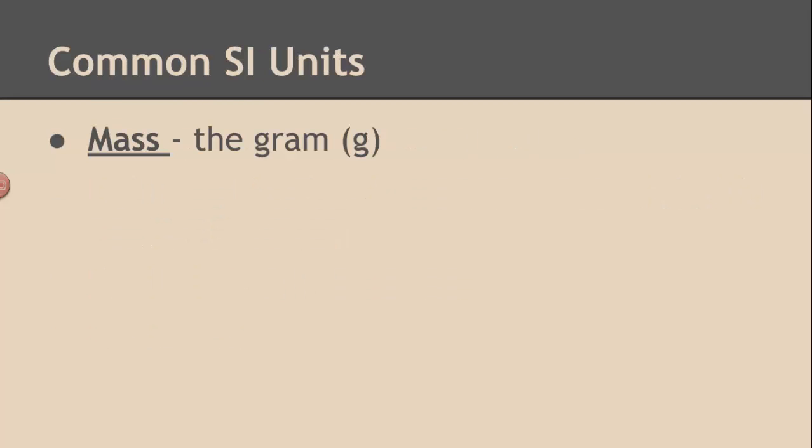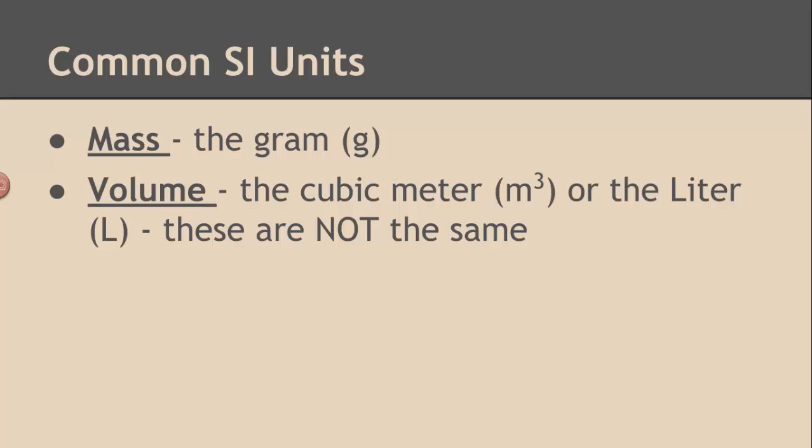So there are some common SI units that you should be aware of. We've used some of them already. Actually, we've used all of them already. We just want to become familiar with them. For mass, the standard SI unit is the gram. It's represented by a little g. For volume, it's the cubic meter or the liter. Now, you haven't used either of those yet because we've been using smaller volumes. A cubic meter would be a cube, 1 meter on a side. That's big. That's a lot of volume.